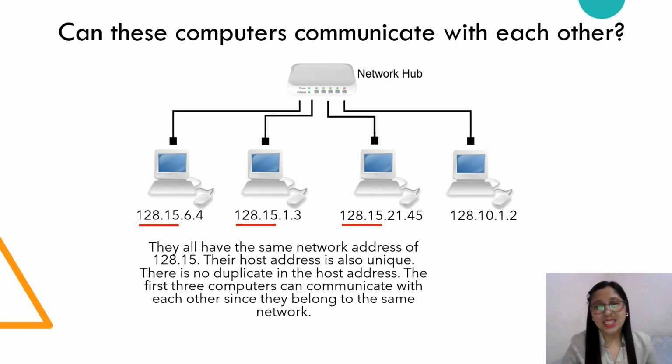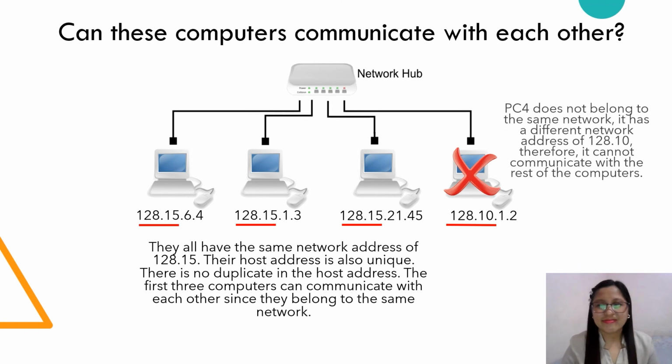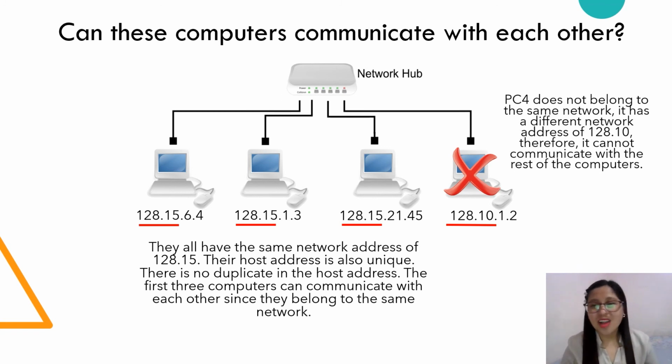How about the last PC? PC4 has a network address of 128.10, and it is different from the network address of the three computers, which is 128.15. Therefore, it cannot communicate with the rest of the computers. Again, PC4 does not belong to the same network. It has a different network address of 128.10. Therefore, it cannot communicate with the rest of the computers.